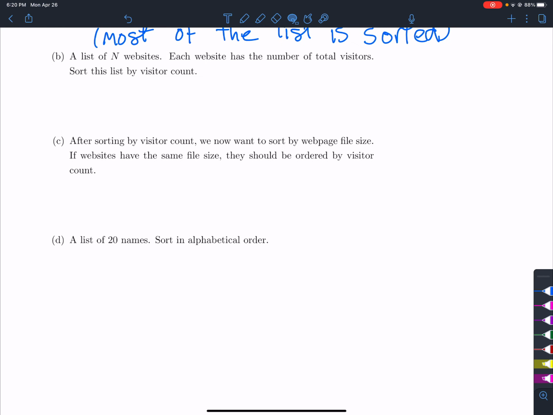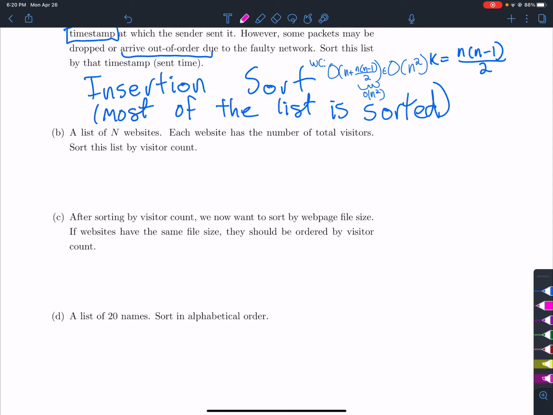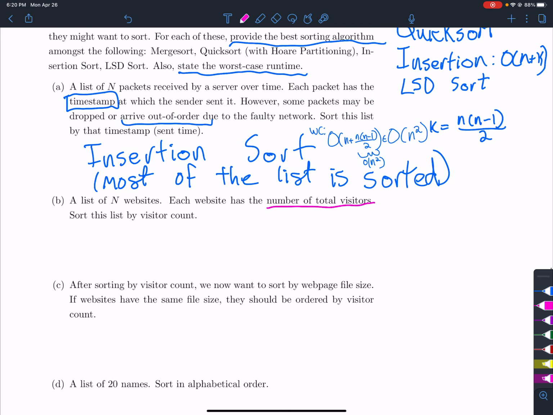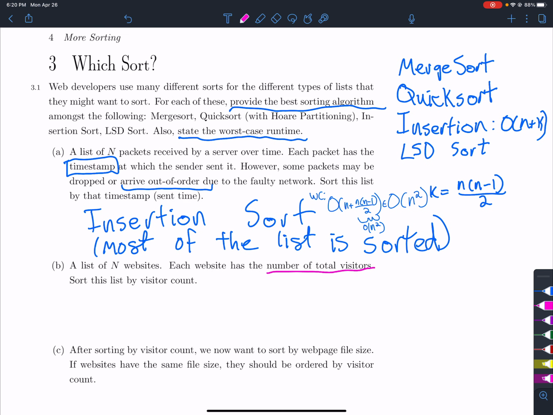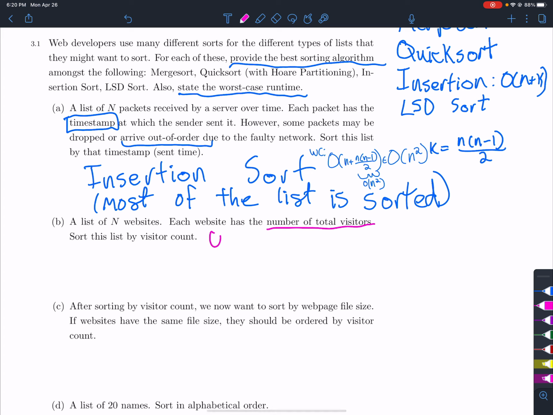Okay, on to part B. So now we're given a list of n websites, and each website has the number of total visitors, and we want to sort by the visitor count. So let's think about our data. Here we have the number of total visitors. So what do we know about the number of total visitors? Well, there's not much we can say off the bat. That sounds pretty random. It sounds pretty uniformly distributed. And whenever you have uniformly distributed data, quicksort is never really a bad choice.